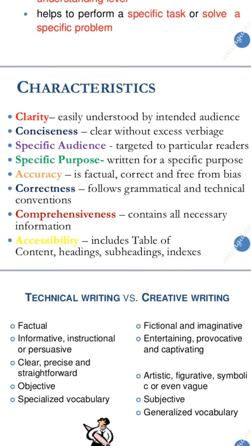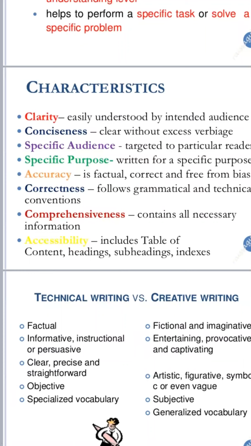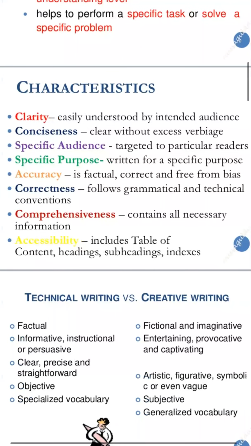Similarly, the other C's of communication are there: correctness, comprehensiveness, along with accessibility. Accessibility to what? Accessibility to your content, accessibility to whatever headings you have given to your writing. The subheadings or the indexes that you mention in your writing should be accessible to the person for whom you are writing. So make it like that.